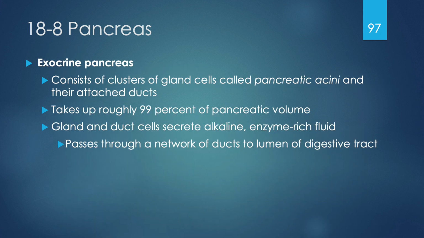Very briefly, the exocrine pancreas is composed of clusters of glandular cells, and those are called pancreatic acini, which we just saw in the previous image. And that actually takes up about 99% of the pancreatic volume. So the endocrine component is not really taking up that much space at all. So the exocrine pancreas is going to have glandular and duct cells secreting an alkaline, enzyme-rich fluid to be deposited into the duodenum. So it passes through a number of ducts in the pancreas before it drops into a larger duct. It's basically like many streams flowing into a river until it can dump into the digestive tract.